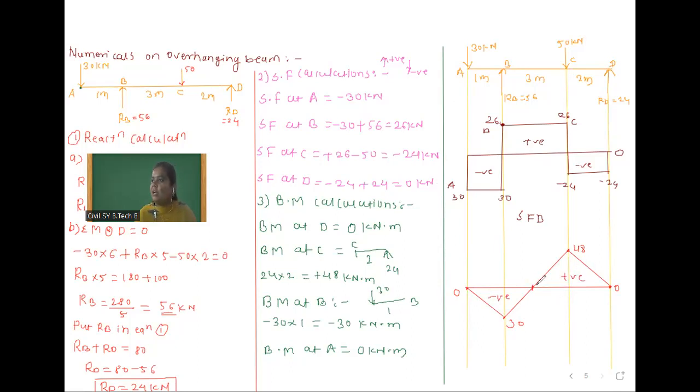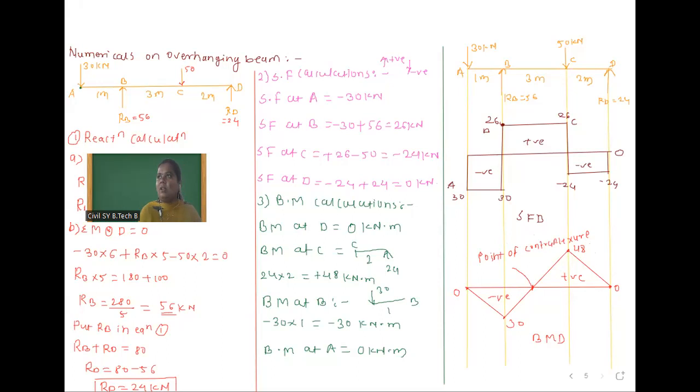Now this point is called which point? Anyone please? This point is called point of contraflexure. Point of contraflexure means at that point bending moment is 0, or at that point the bending moment diagram changes sign from positive to negative or negative to positive. So this point is called point of contraflexure.